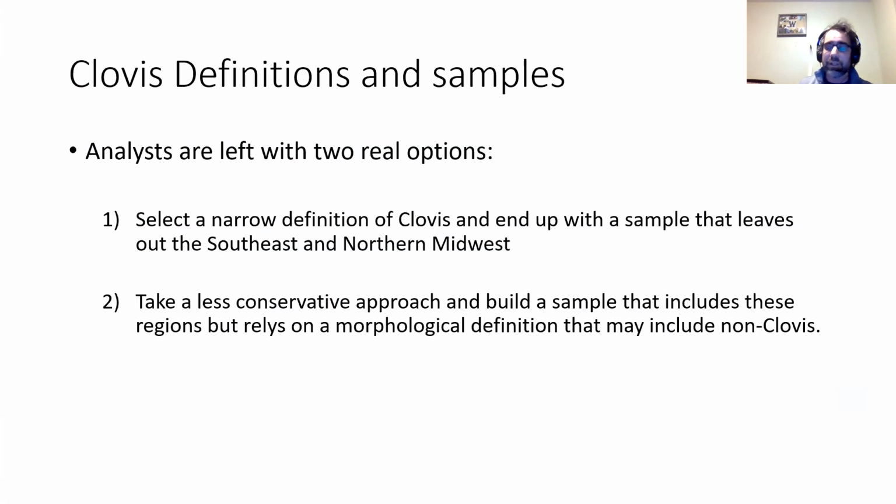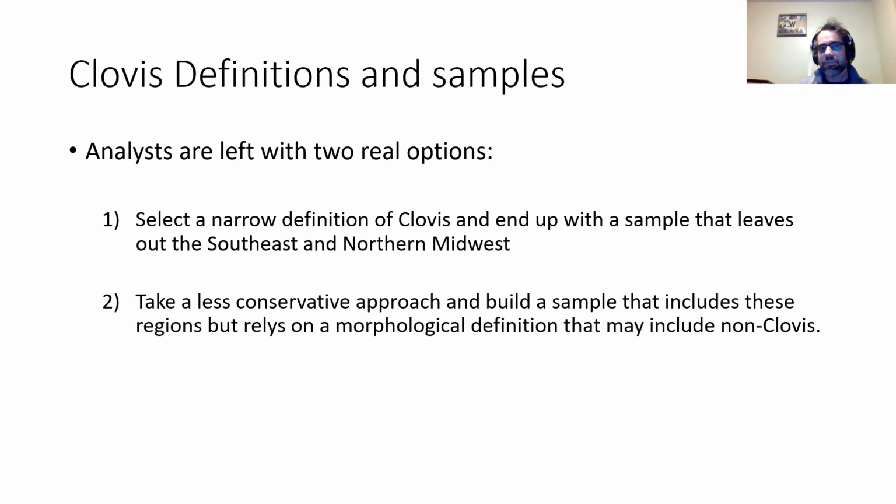Because we don't have radiocarbon dated sites everywhere. And that kind of moves on a continuum along to option 2, this isn't a dichotomy, in which you take a less conservative approach and build a sample that includes all of these regions, but relies on a morphological definition. And then you have to defend that definition over and over and over again, because people are going to go, well, I can't believe you included this, but didn't include this. And then you have to say, well, I included that because my definition works like this.